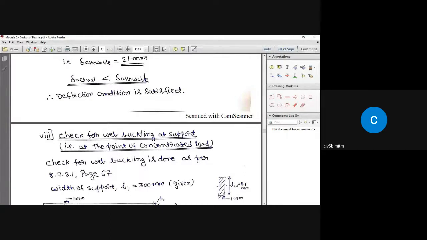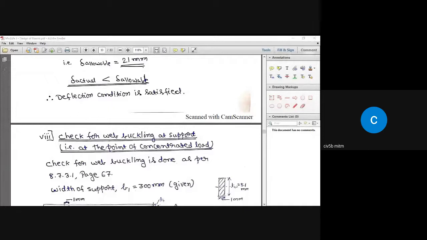So the problem is like this. A roof of a hall measuring 6 meter by 13.7 meter, that is the inner dimension of the hall, consists of 120 millimeter thick RC slab supported on steel I sections spaced at 3.5 meter center to center. The hall has walls of 30 centimeter thickness all around.